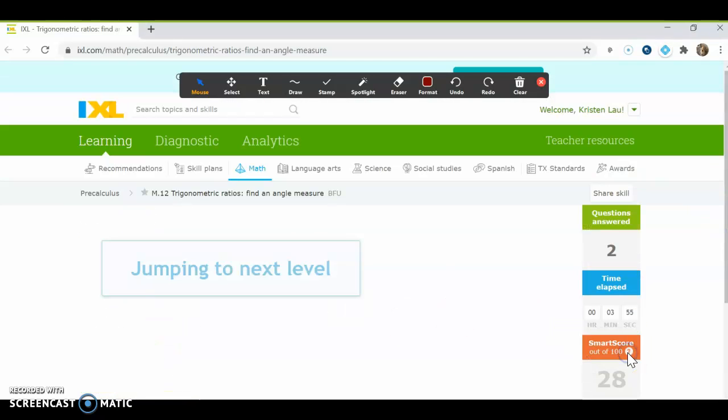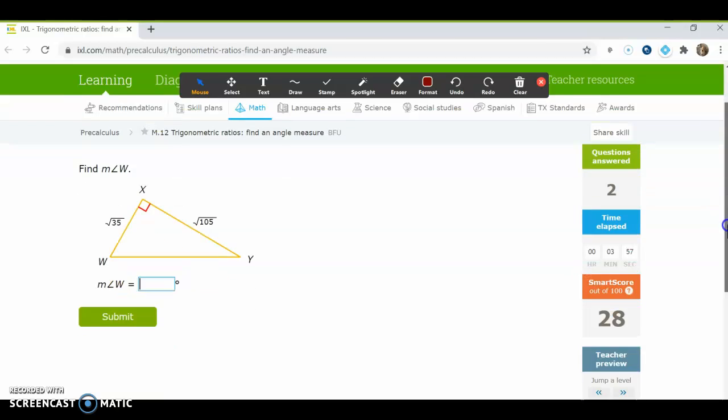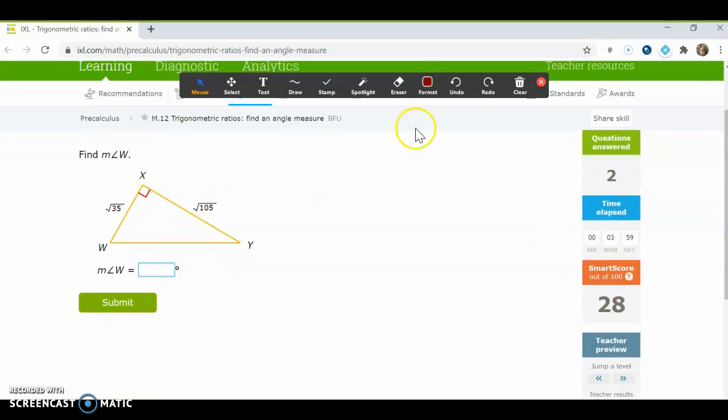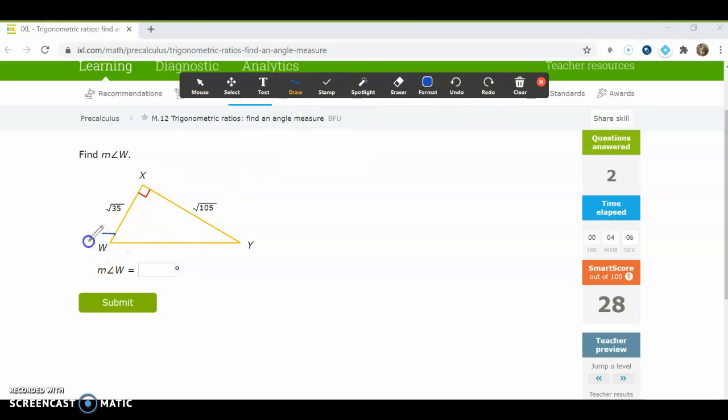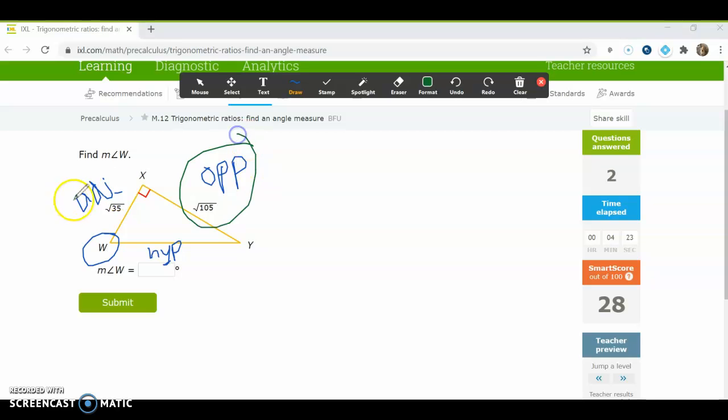So once you get further along, it's going to look more complicated, but don't stress, it's still the same idea. We're going to circle the angle that I'm looking for, W. I'm going to label the hypotenuse, the adjacent side, and the opposite side. Okay? I'm going to figure out what two sides I have. I have the opposite, and I have the adjacent side.